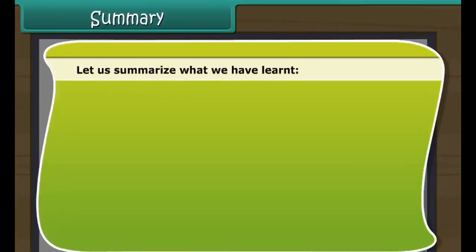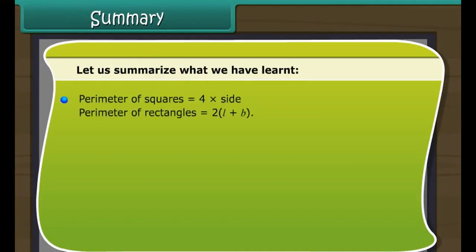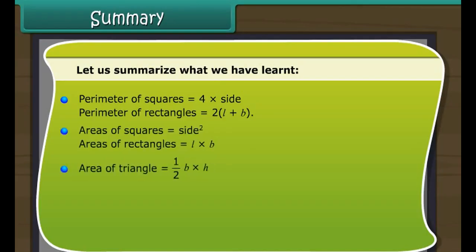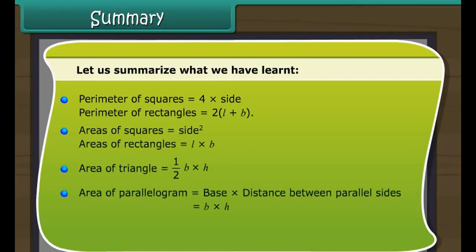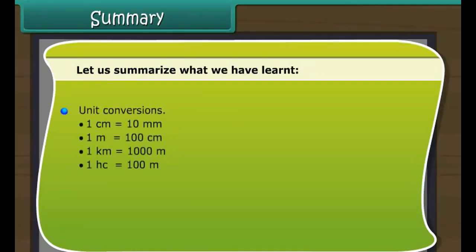Summary. Let us summarize what we have learned. Perimeter of squares and rectangles, areas of squares and rectangles, area of a triangle, area of a parallelogram, circumference and area of a circle, and unit conversions.